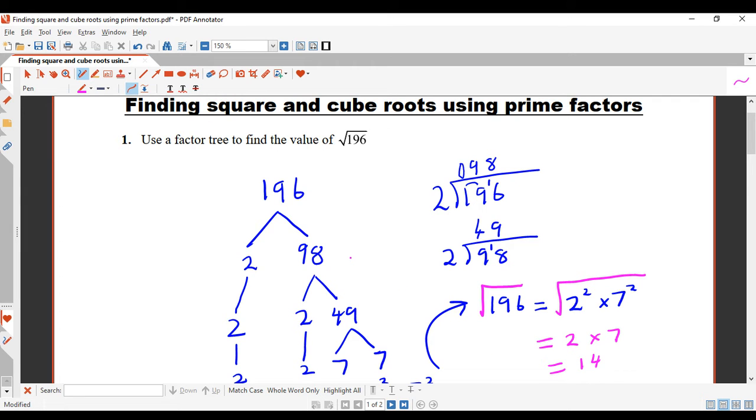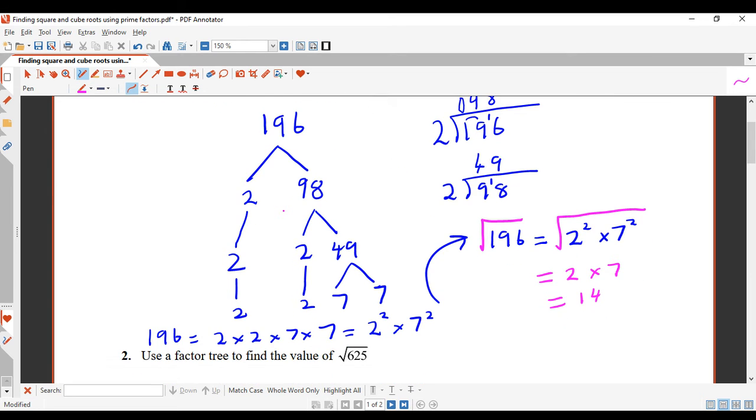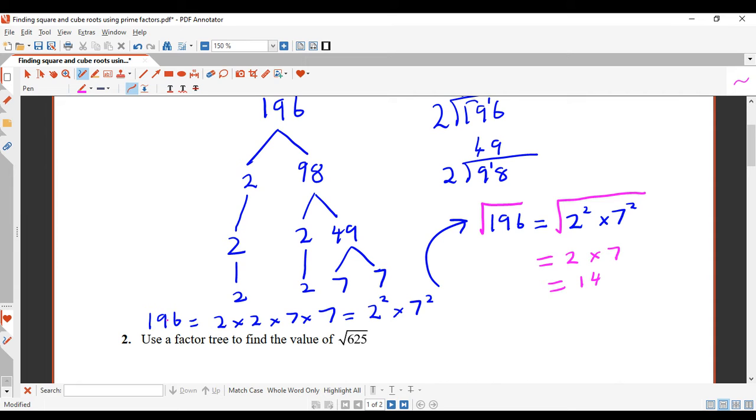Okay, so just to recap that, to find the square root of 196, you take the number inside the square root, right? Use a factor tree to write it as a product of its prime factors in index form. So you must have them in index form. And then you take the square root of the index form, 2 squared times 7 squared, right? And that square root there will cancel out the powers of 2, so you just got 2 times 7 there.